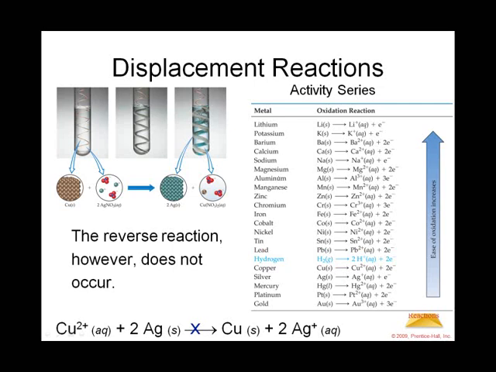That's because if I look at my activity series, the copper is right here and my silver is right here. The silver would have to be more reactive than the copper for it to replace it, and it's not, so it won't.